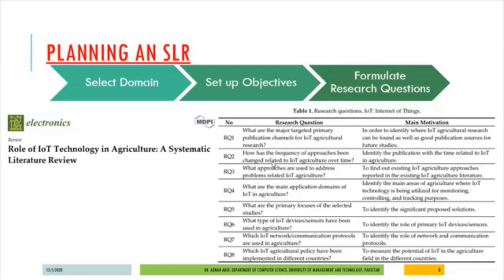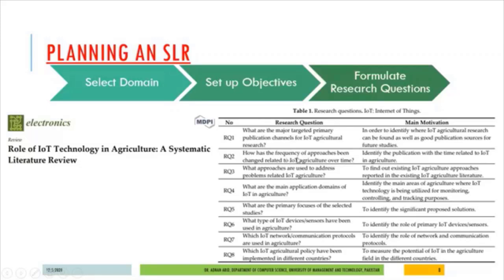As I mentioned in the beginning of this talk, I'll explain everything with examples. This is an excerpt from a research article which has been published on the role of IoT in agriculture, and it provides the systematic literature review of this area. So we have these 7 questions, and every question has a motivation associated with it. What are the target primary publication channels? This question is related to the meta information, that is, where this research is being published.